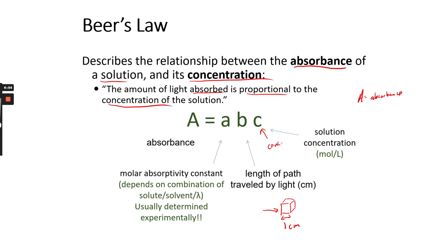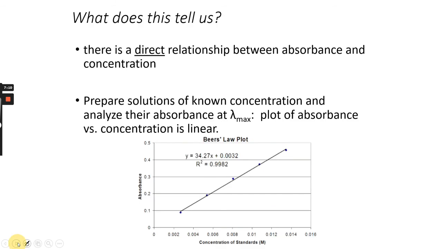So if you are measuring in a spectrometer, you're going to get the absorption. You know that your cuvette is 1 centimeter. And say it's a solution you made, you know the concentration, you can figure out this constant here. But this is not something that you could easily look up. So what does this tell us? There is a direct relationship between absorption and concentration.